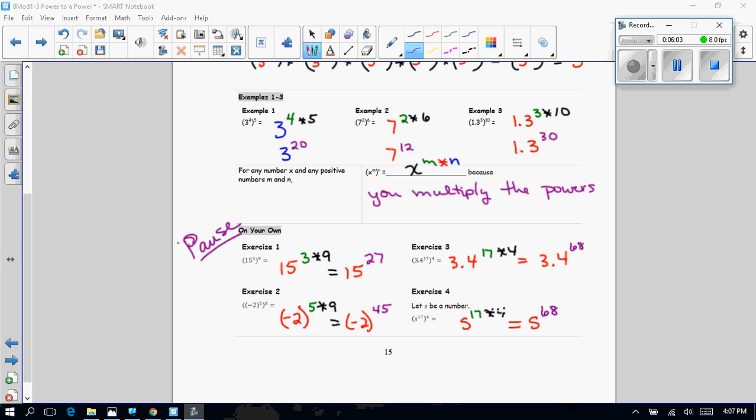Okay, see what I did, right? Exercise 1, I got 15 to the 27th power. Exercise 2, I got -2 to the 45th power. Exercise 3, I got 3.4 to the 68th power. And exercise 4, I have s to the 68th power. All right, flip over the page.